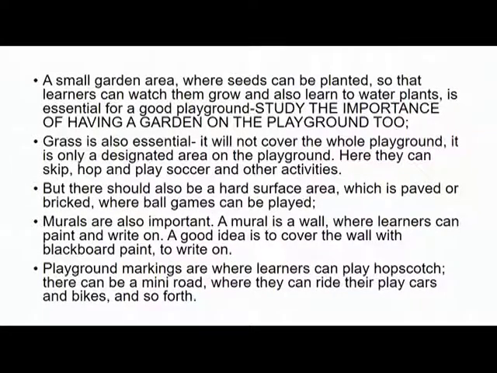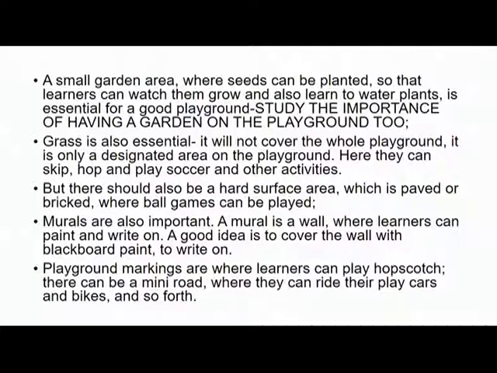A small garden area is another feature where seeds can be planted so that learners can watch them grow and also learn to water plants. That is essential for a good playground. Study the importance of having a garden on the playground too. Grass is also essential. It will not cover the whole playground. It's only a designated area on the playground. Here they can hop, skip, and play soccer and other activities.